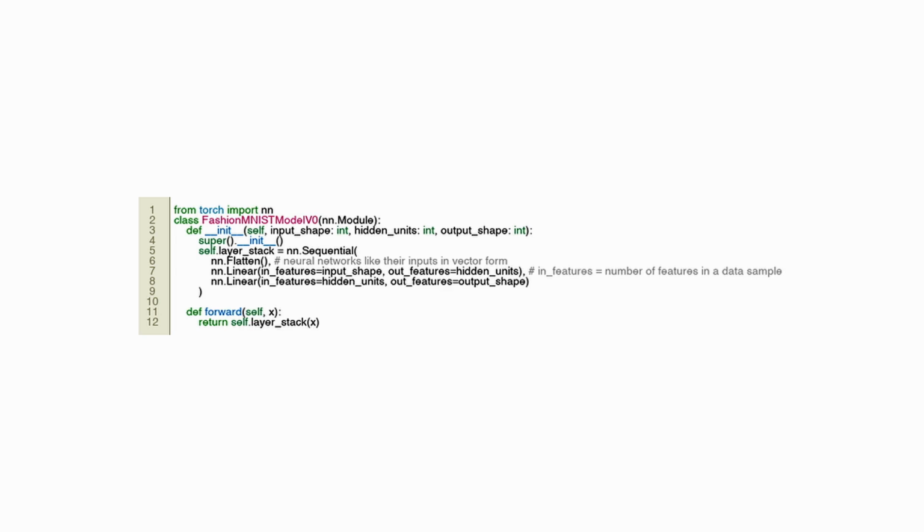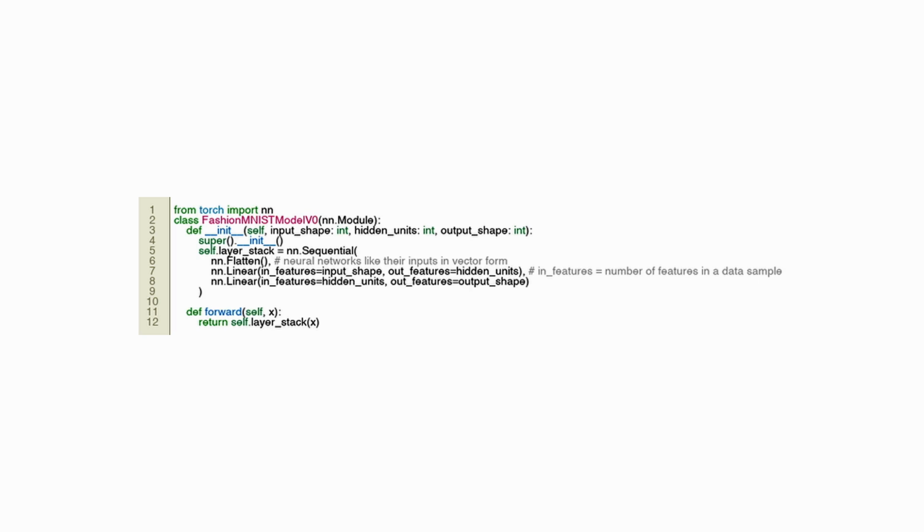Finally, the forward method is defined, which takes in an input x and applies the layer stack containing the three layers to it, producing an output. This output is returned by the method. Overall, this code creates a neural network model with an input layer, a hidden layer, and an output layer, all connected by linear functions.